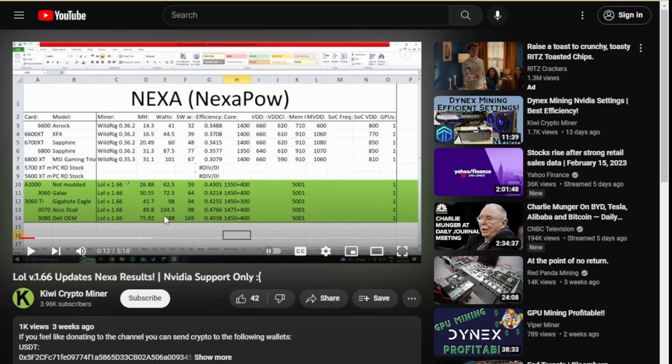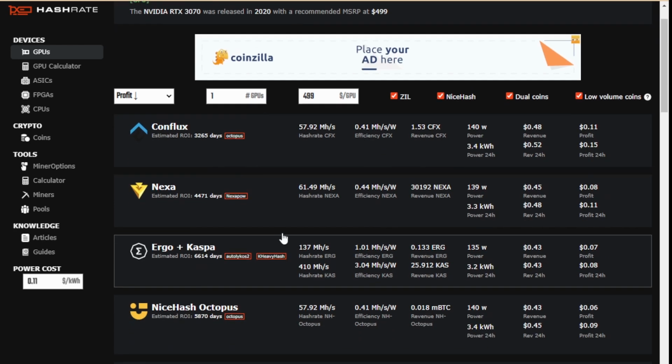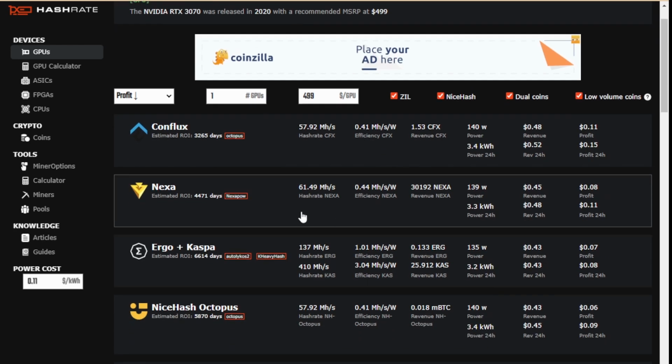His settings are a little different than mine, as I run a little bit higher on the power to get a little bit more hash. But I just want you to have these as a baseline to compare them to the hashrate.no Nexa baseline. So they're saying you're getting about 61 mega hash at 140 watts, and you're getting a profit of 8 cents and a 24-hour profit of 11 cents.